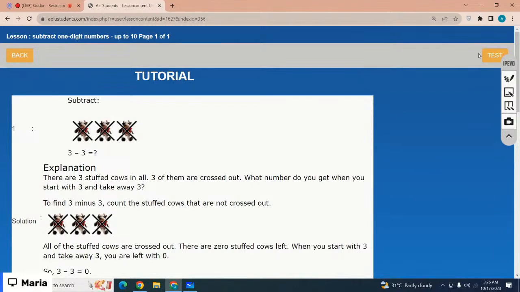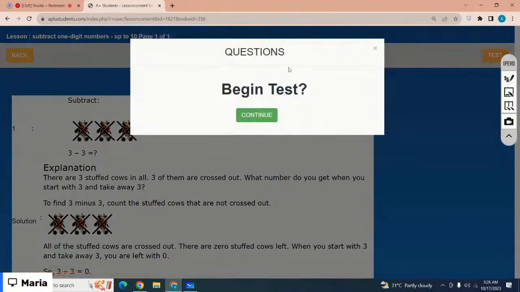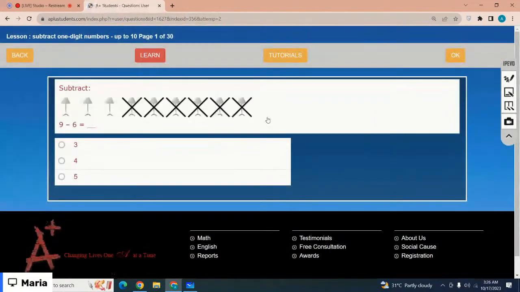Let's just start with the test questions. Okay, 9 take away 6. So you have a total of 9 lamps, right? You cross out 6 of them. Now you have to count how many lamps you are left with.